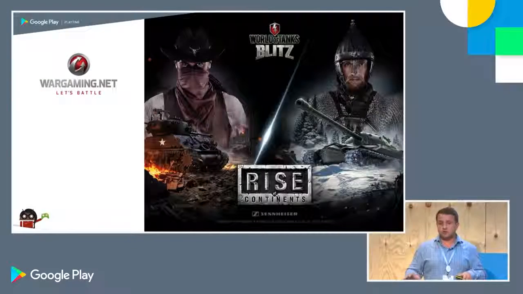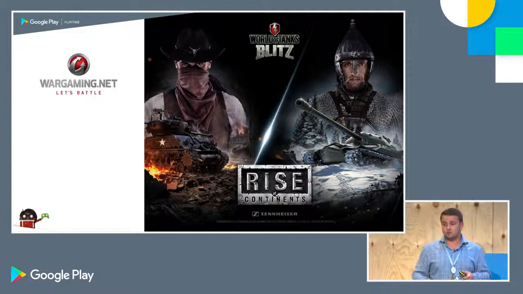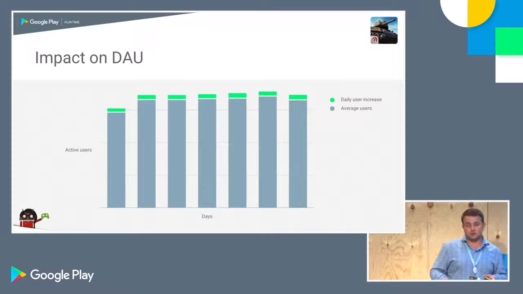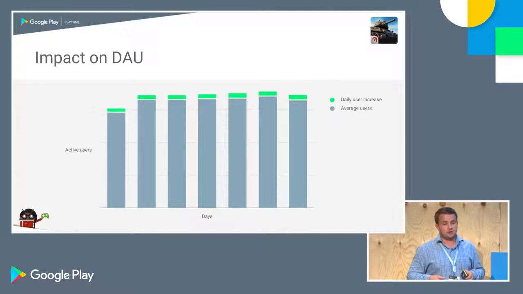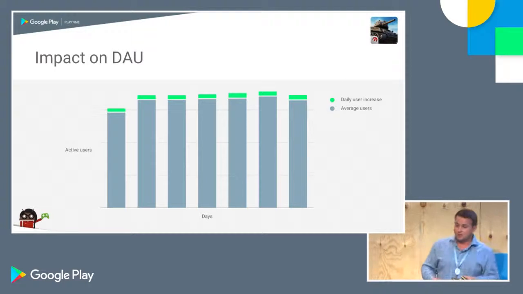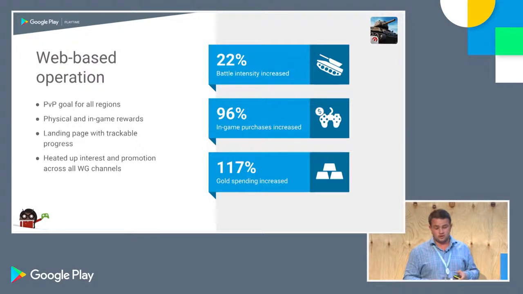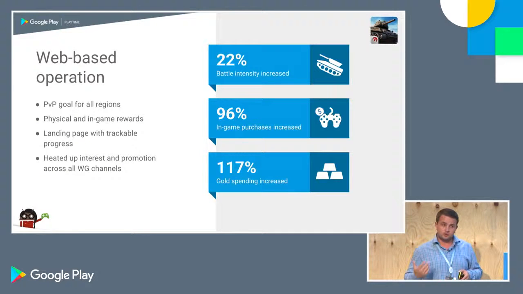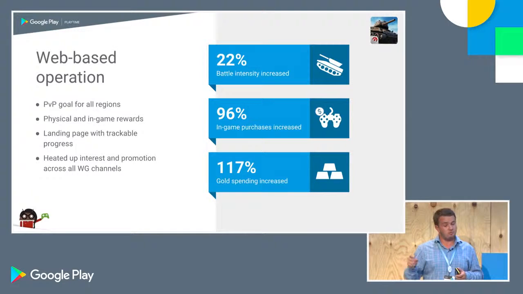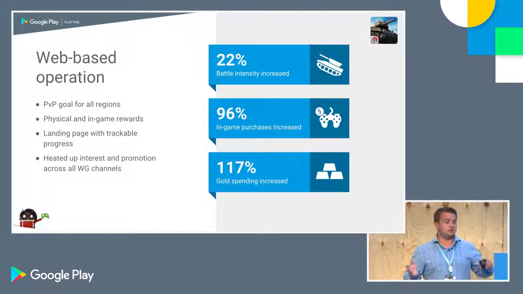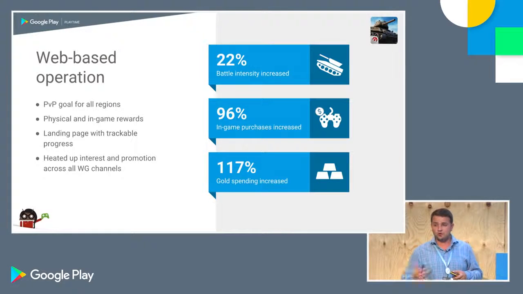The news about this contest was just pushed through Wargaming's normal networks. And actually what happened is that once the news was released, the number of daily active users instantly increased by 4%. This is without any additional user acquisition, which was quite a smart move. But besides that, by introducing some smart goals for the community, Wargaming managed to increase its battle intensity by 22%, to increase its in-game purchases by almost twice, and to increase its hard currency, which is gold in this game, by 170%. And this is just by creating an event and advertising it through the web page and their community.